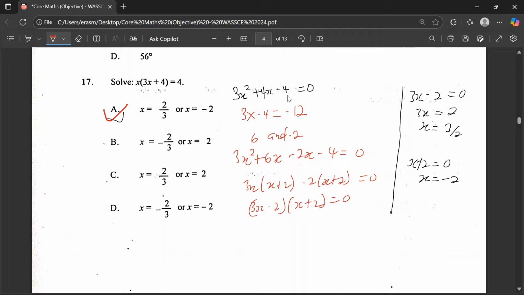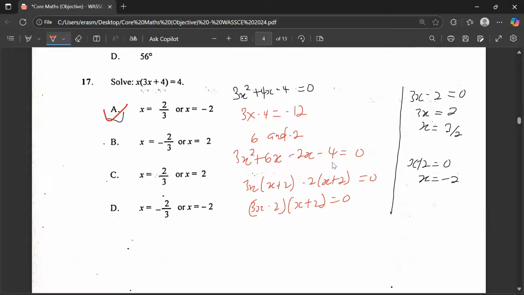Or we are going to multiply 3 times the constant, which is negative 12. Then we are going to find two numbers such that when we add, we are going to have positive 4, and when we multiply, we are going to have negative 12. And those two numbers are 6 and negative 2. So we are going to split it as 3 times x squared plus 6x minus 2x, such that if we add 6x and then minus 2x, we are going to have 4x.